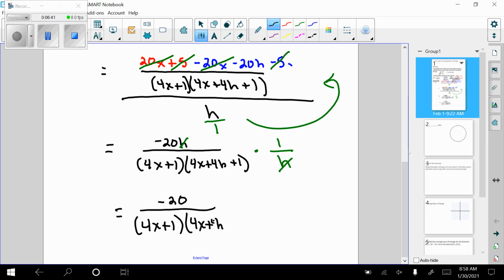Oops, forgot the 4 plus 1. Okay, so remember, eventually, later on this semester, we'll plug in h equals 0.